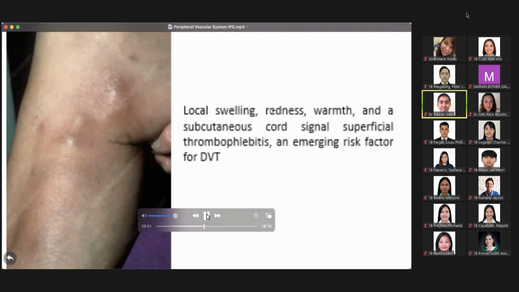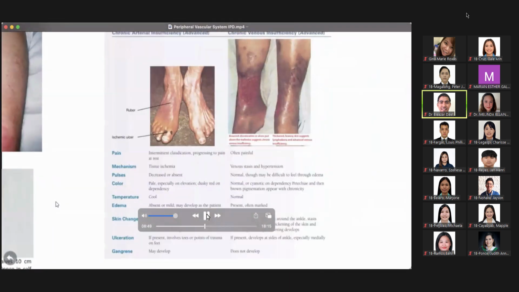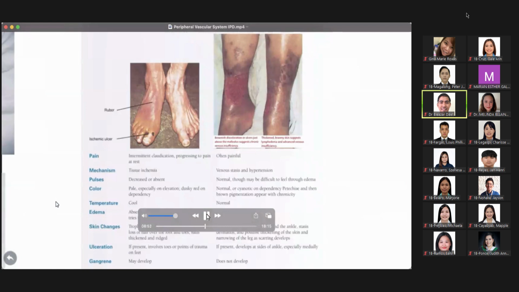If there is local swelling, redness, warmth, and a subcutaneous cord, this signals superficial thrombophlebitis, which is an emerging risk factor for deep vein thrombosis. Okay, so how about the skin color?